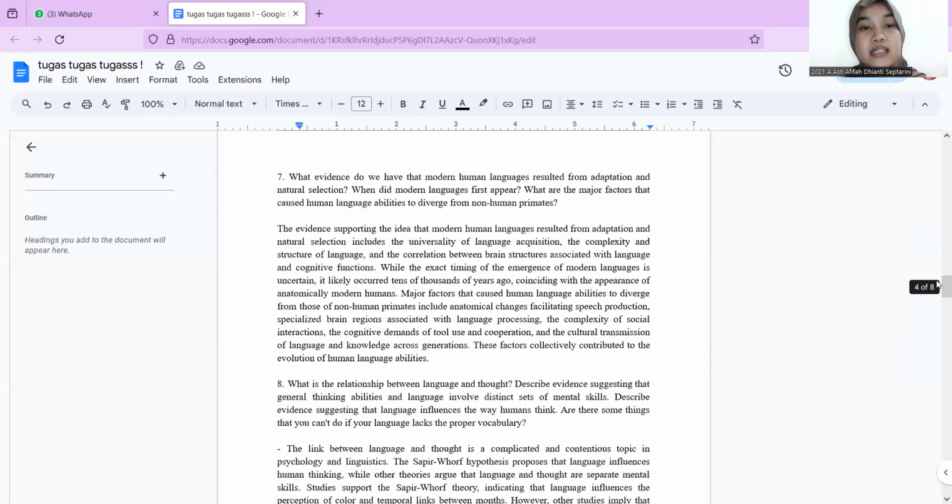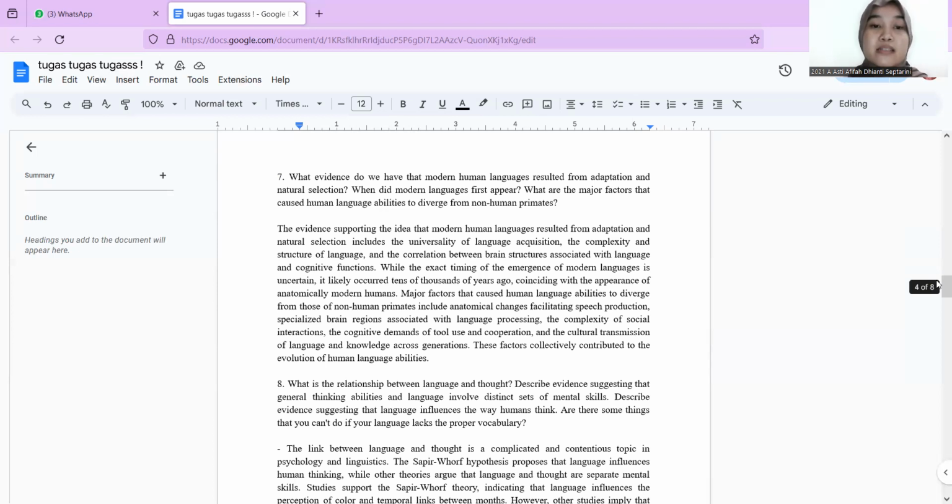Okay. Next question is, what evidence do we have that modern human language resulted from adaptation and natural selection? When did modern language first appear? What are the major factors that cause human language abilities to diverge from non-human primates?